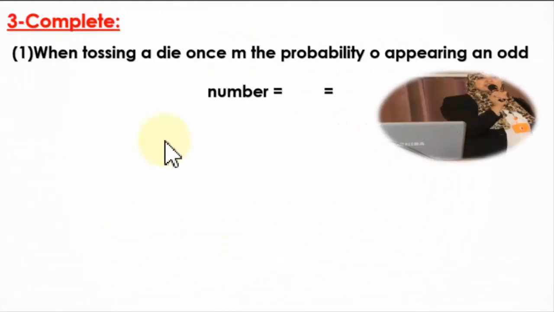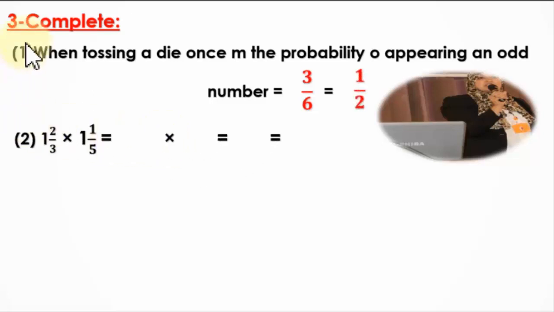When tossing a die once, the probability of appearing an odd number equals 3 over 6 because the odd numbers are 1, 3, and 5. Those are 3 digits from 6 numbers. So 3 over 6, which is 1 over 2.